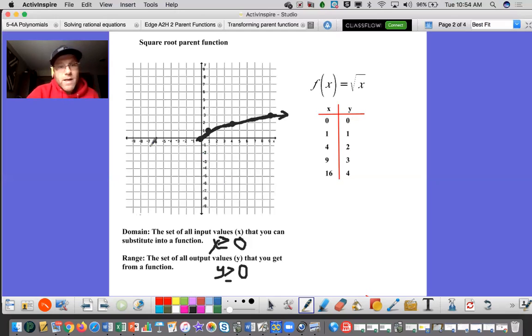All right, so hopefully that clears up the parent function. For square root, we use perfect squares, can't use negatives. For cube roots, we'll use perfect cubes, and you can plug in positives or negatives in there. Hit me up if you need any more information on the parent functions and their domain and range.